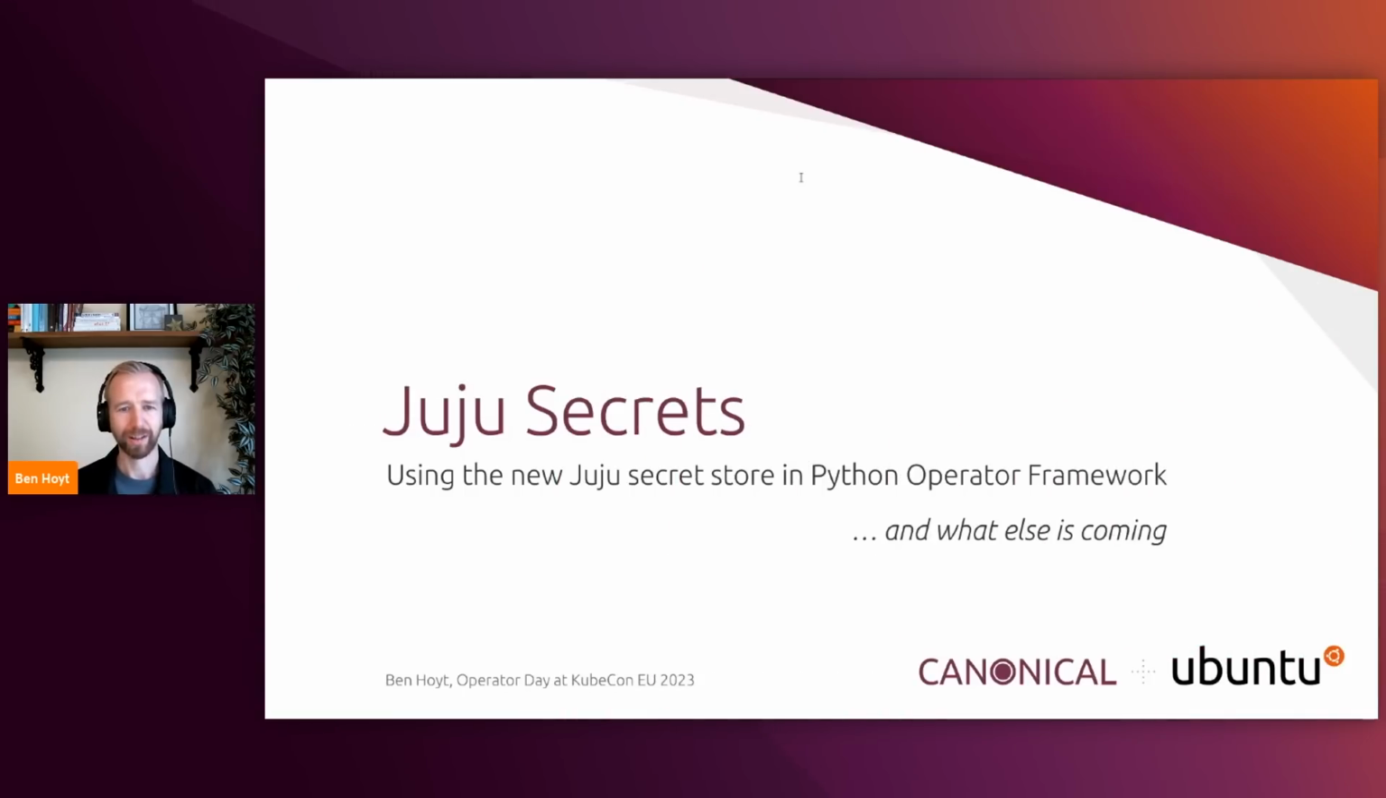Go ahead, Ben. Well, thanks, Cedric. My name is Ben Hoyt, and I lead the Charm Tech team here at Canonical. So over the next 20 minutes or so, I'd like to show you how to use the new Juju secrets feature with the Python operator framework, and I'll describe what both of those things are. I've got a small live demo as well, and at the end I'll briefly talk about some upcoming features in Juju for writing charms. So let's get into it.